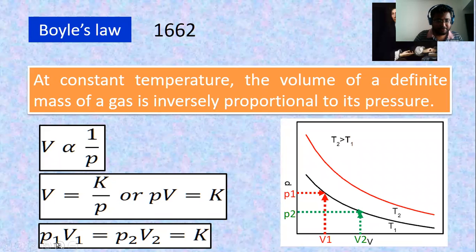If you know the initial pressure, suppose initially the pressure was P1 and the volume is V1. Now you have changed the pressure to P2 and the volume changes to V2. But the product will be the same. The product P1 V1 should be equal to P2 V2. This comes from Boyle's law. So this is about the volume and pressure relationship.